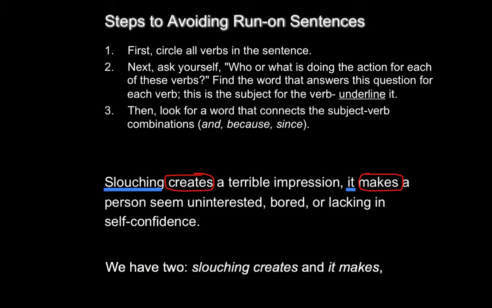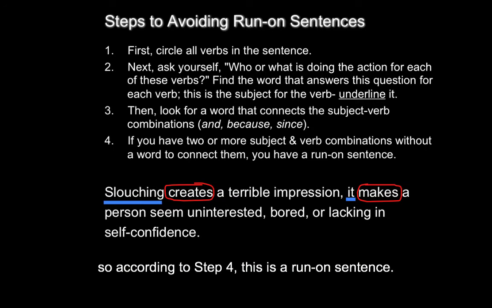Step 3 is to see if we have multiple subject-verb combinations, and we do in this sentence. We have two, slouching creates and it makes. And then we look for a word that connects them, like and or because. We don't have one of those in this sentence. So according to step 4, this is a run-on sentence.